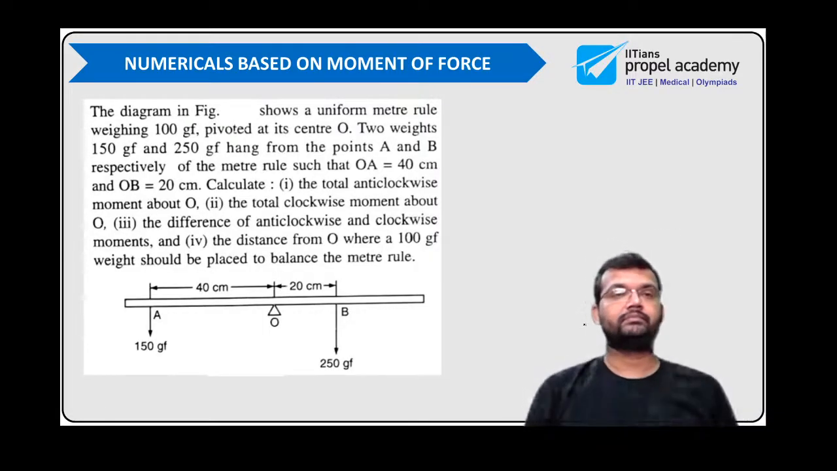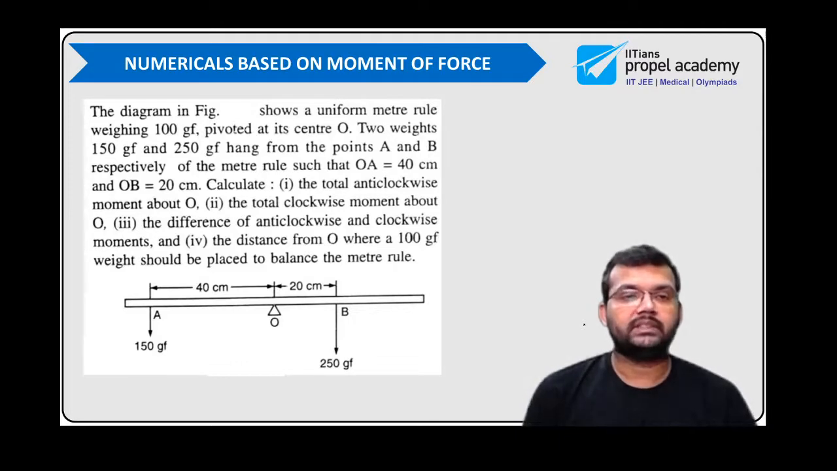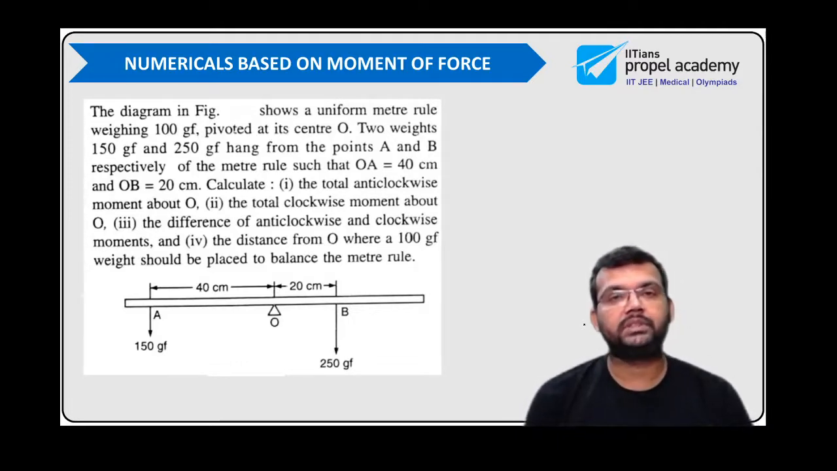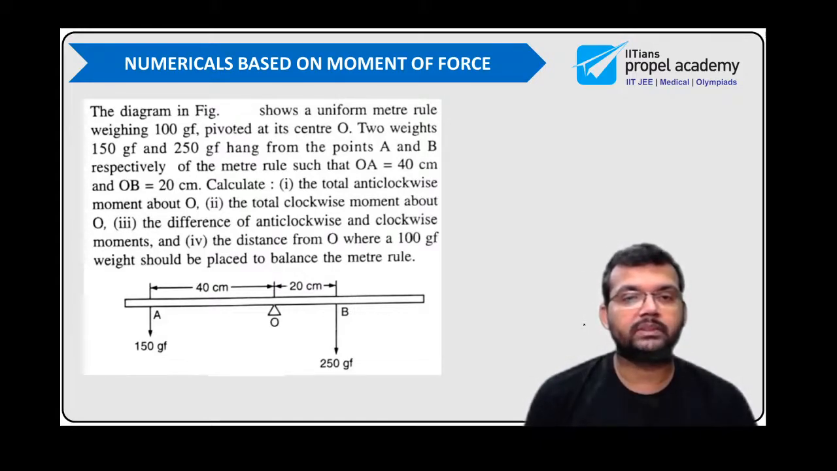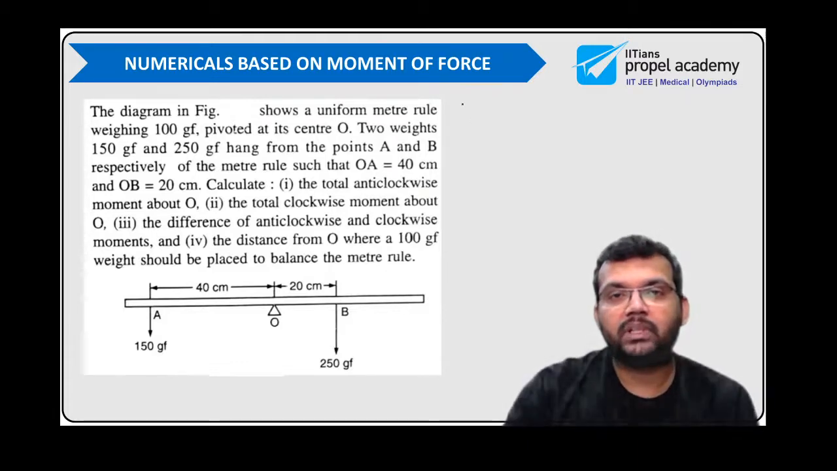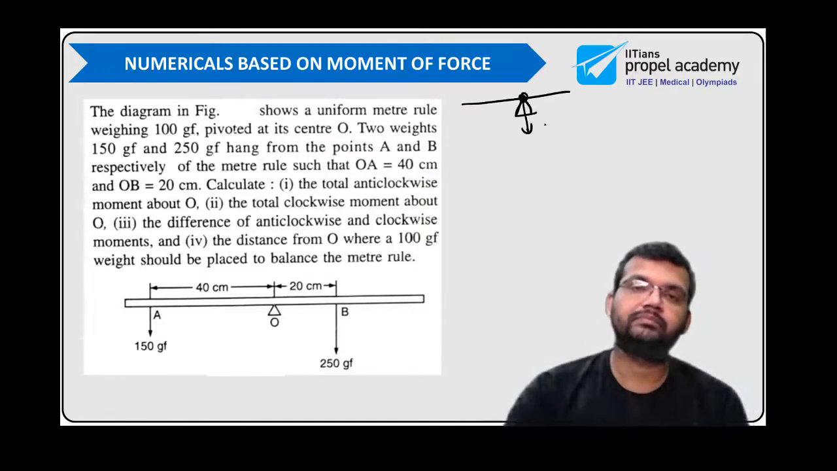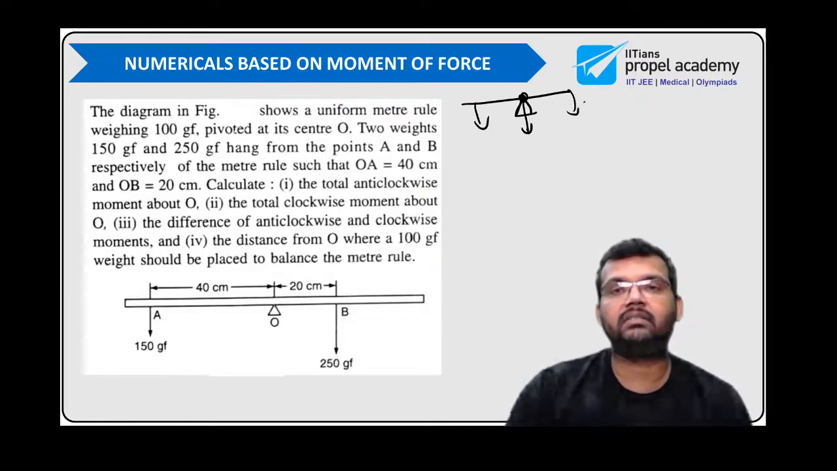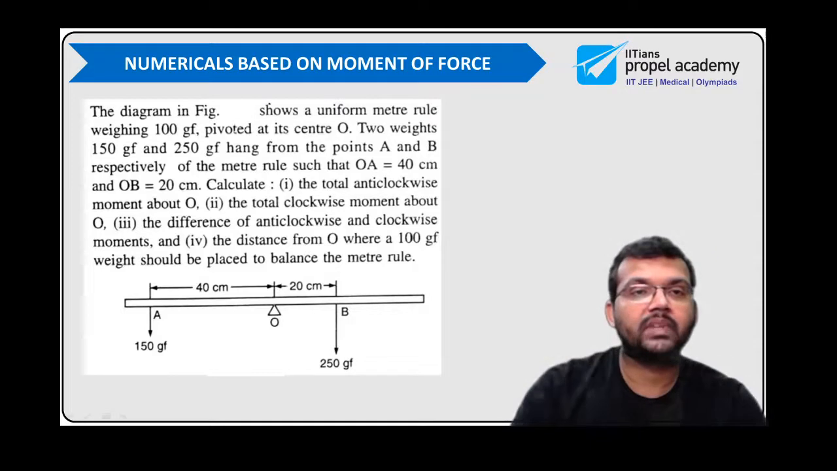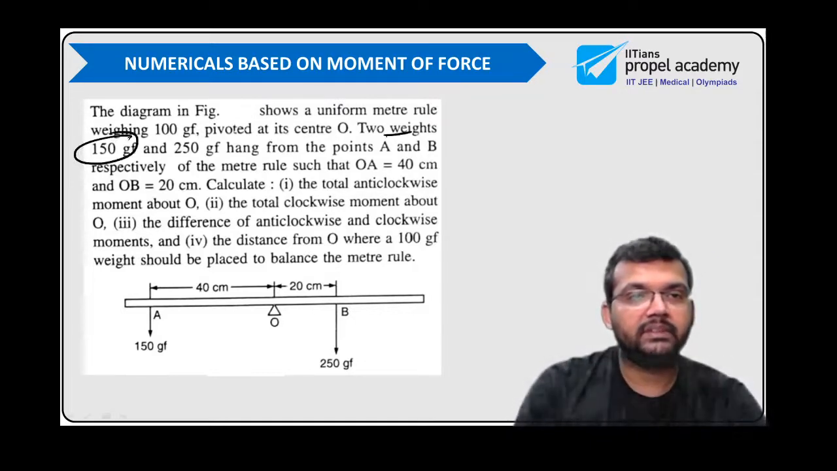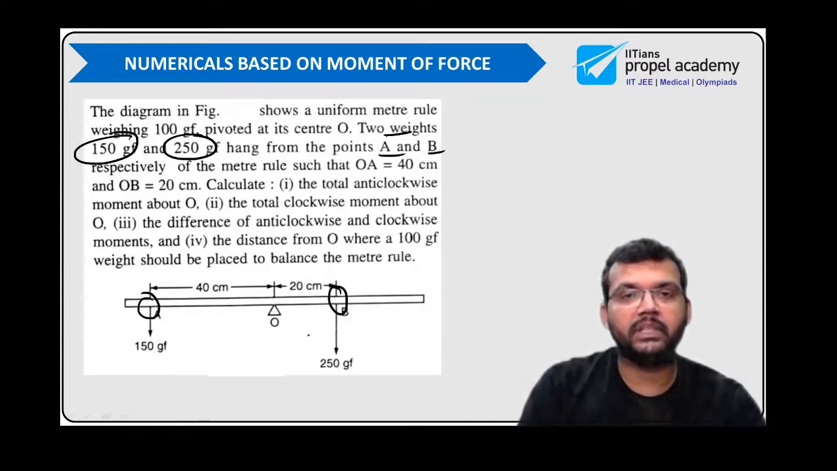A very good question. Try to understand the question. The diagram in the figure shows a uniform meter rule weighing 100 gram force pivoted at its center. If a scale is pivoted at the center, its weight acts from this point only, so it neither causes clockwise nor anti-clockwise rotation. Two weights, 150 and 250 GF, hang from point A and point B, at lengths 40 and 20 centimeters.